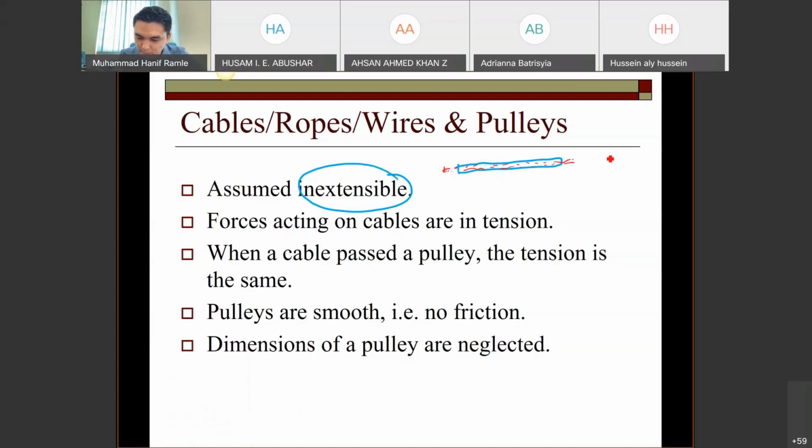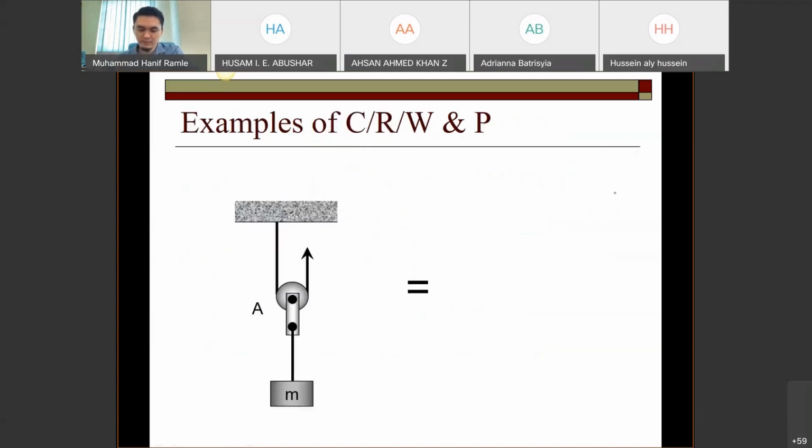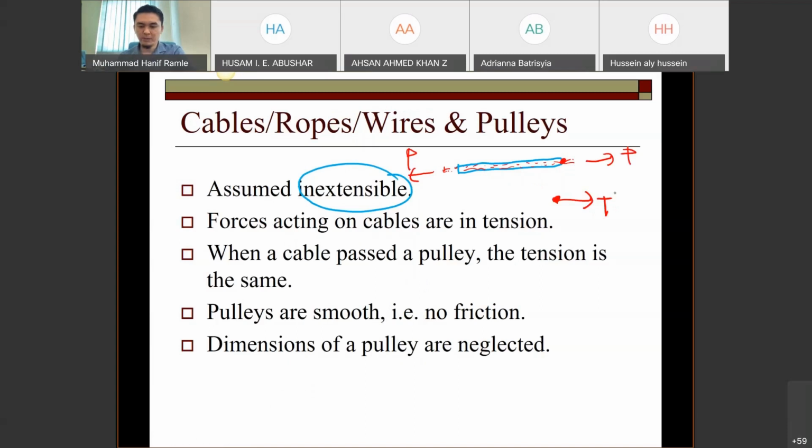When we have P, we only assume the blue color. Whenever we have the pressure, the rope, the wire will not extend. And the second one, forces acting on a cable are in tension. Yes, of course, forces acting at this point, for example, will be tension T. It will be T, always tension.